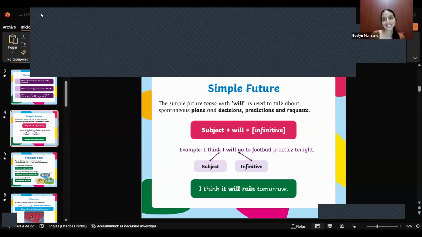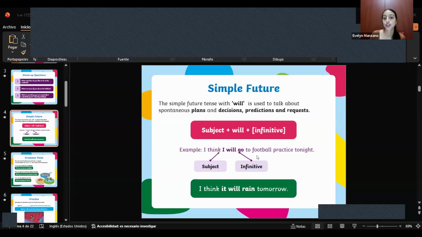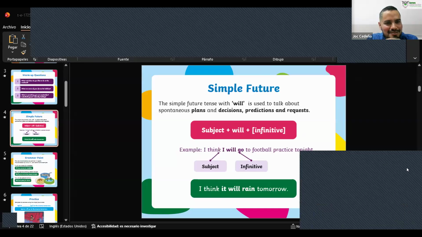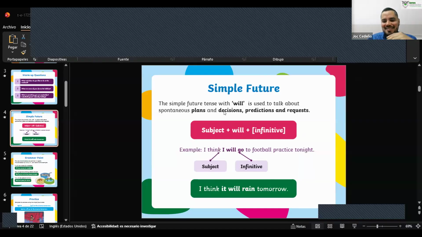Now read the example. The example is, I think I will go to football practice tonight. Okay. I don't like playing soccer. Do you like playing soccer? No. Then you will not go to the football practice tonight. That is a lie.